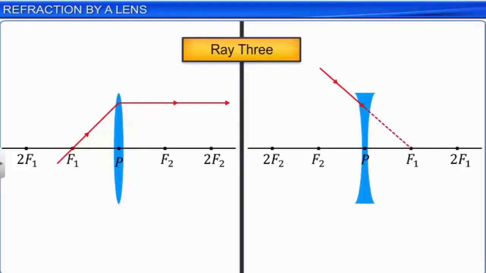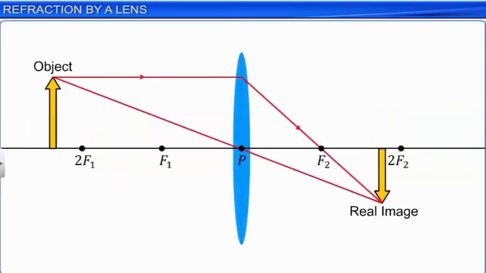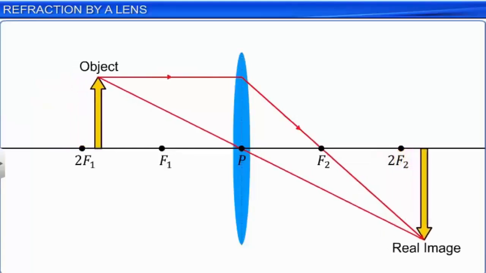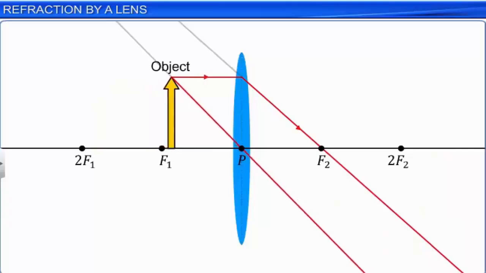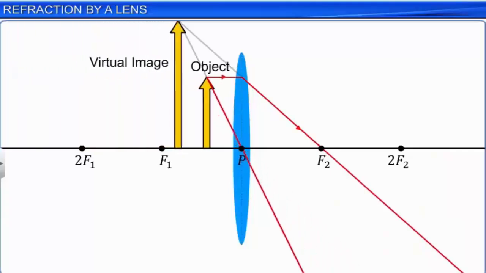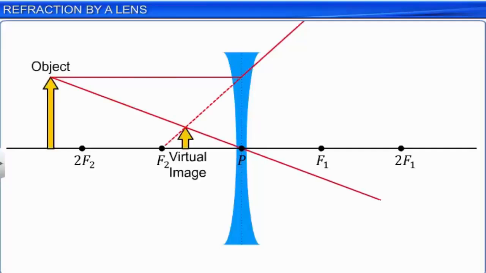Now, observe the image formation in case of a convex lens when an extended object is placed at different positions. In the case of a double concave lens, the image formation for various positions of the object is as shown. Observe that the double concave lens always forms a diminished virtual image, and as the object is moved towards the lens, the image also moves in the same direction.